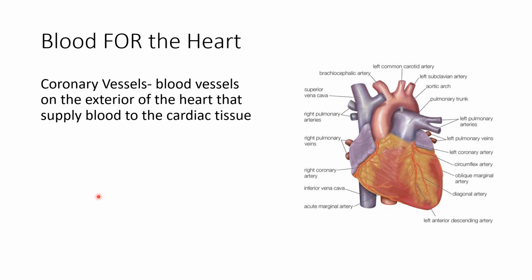All this blood that we've been talking about so far has just been moving through the heart. It's not actually supplying the heart with any nutrients as it moves through the interior. The heart has coronary vessels for that. Those are small blood vessels that run along the exterior surface of the heart that supply it with oxygen and nutrients to keep beating forever and ever and ever.